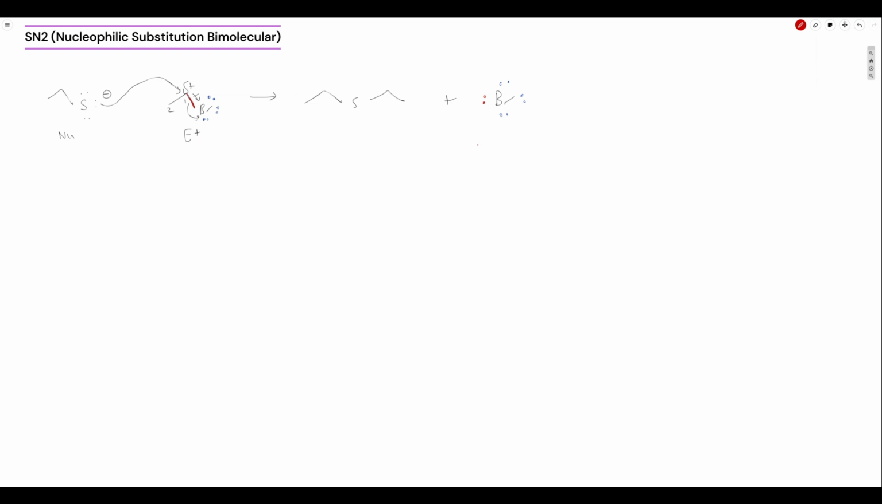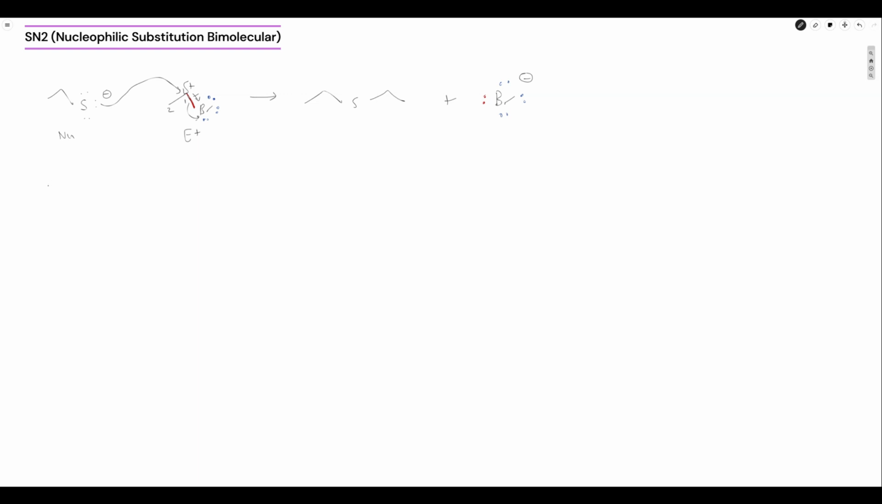And what I want to highlight here is that the pair of bonding electrons in the C1 bromine bond in the electrophile, bromine takes that pair of bonding electrons with it, and that becomes a lone pair on the bromide anion after the reaction has occurred. So the leaving group takes the pair of bonding electrons with it. And so this is generally the mechanism of any SN2 reaction.